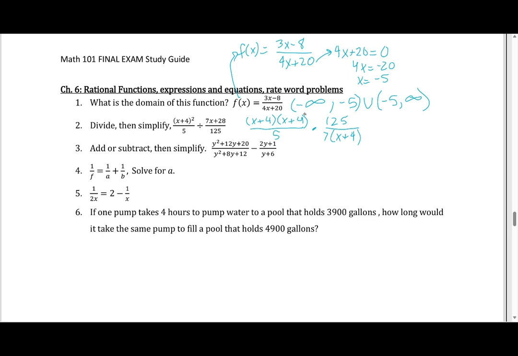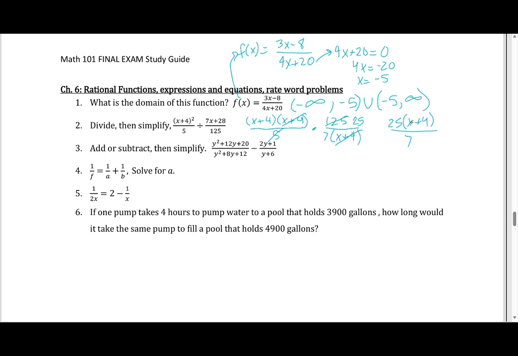And now before we multiply everything, we're just going to see if anything crosses out. We've got x plus 4 on the top here and on the bottom there. And then we can do 125 divided by 5, which is just 25. Nothing else crosses out. So we have 25 times that x plus 4 over just 7. That's all that's left in the denominator. And if you want to distribute the 25, you get 25x plus 100 over 7. That works too.